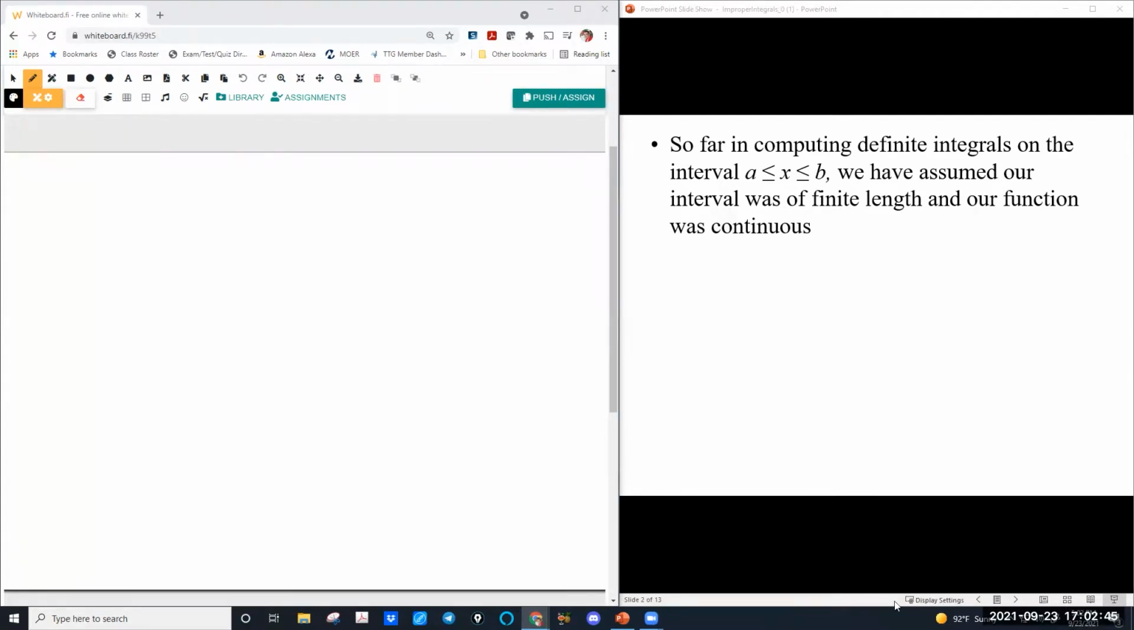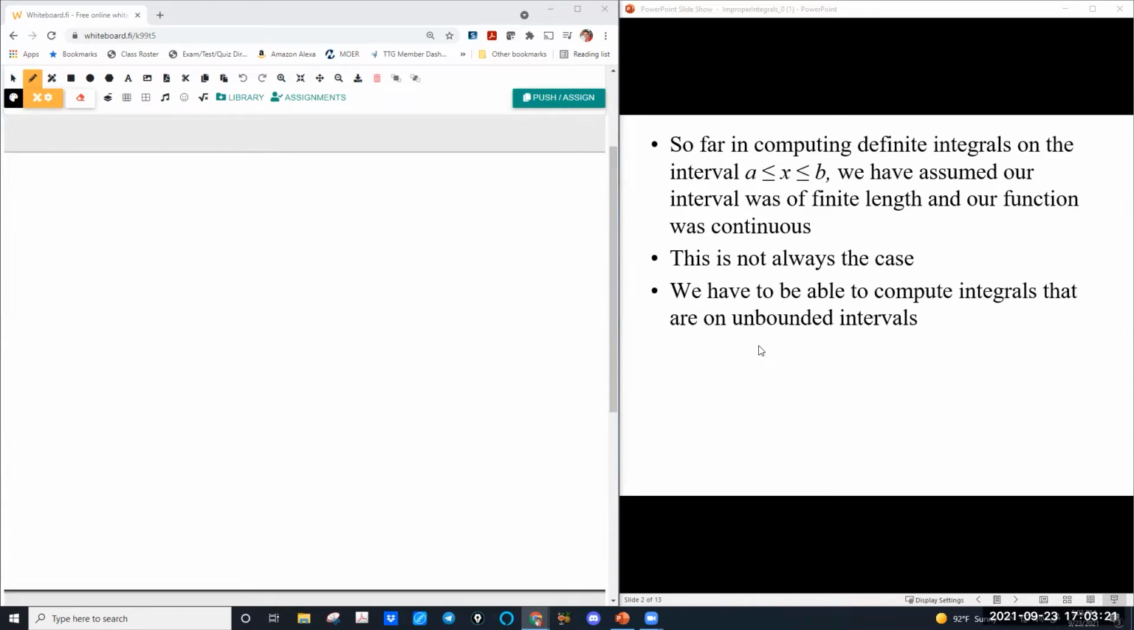So far in computing definite integrals, we've been on the interval a to b. We've assumed our interval was finite length and our function was continuous. We talked a little bit about this last time when I was giving some motivation for numerical integration. Life isn't made up of continuous functions, and it's not always made up of finite intervals, so we need to be able to accommodate those. Numerical integration was the way we dealt with it on Tuesday. Now we're going to talk about improper integrals.